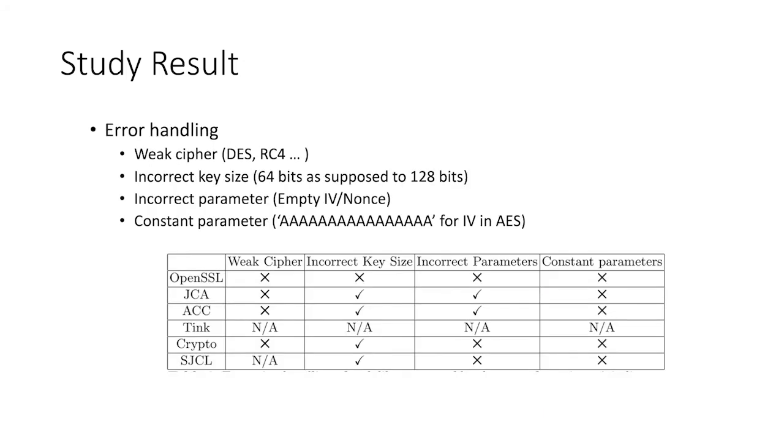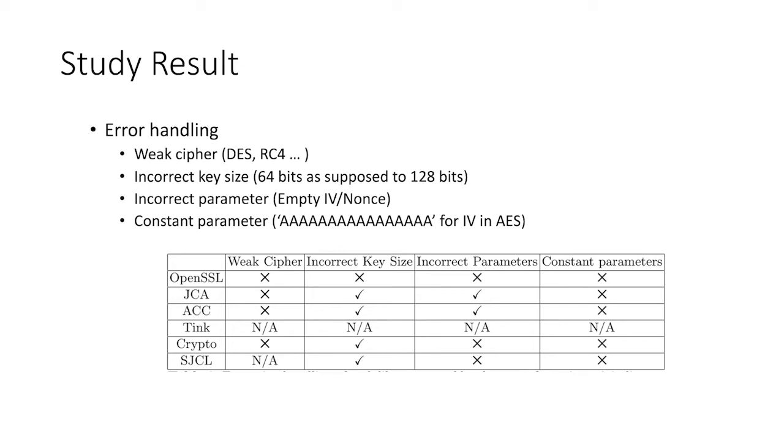Next, we pay our attention to our second study, which is the error handling. Although all libraries have provided a mechanism to detect errors, none of them can meet our requirements. Specifically, we want to learn if the system can detect as many potential threats as it can. Therefore, we evaluate it based on the following criteria: weak ciphers, incorrect key size and parameters, constant parameters such as key and IV.